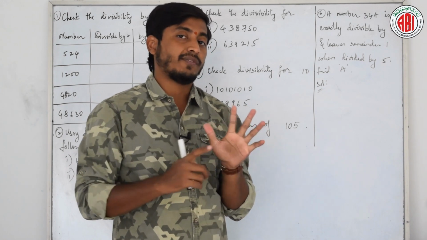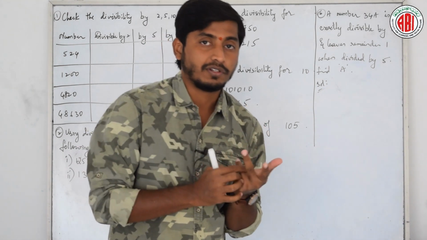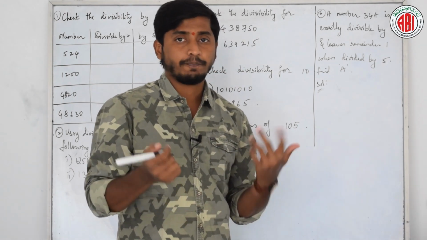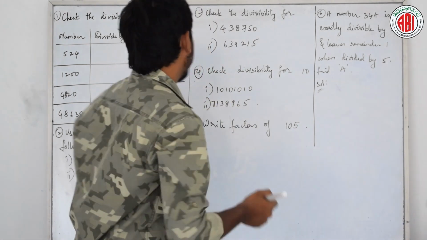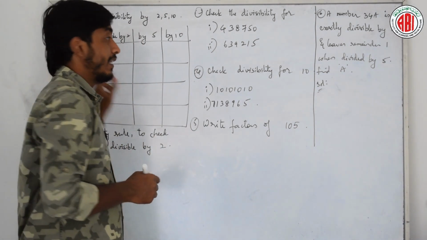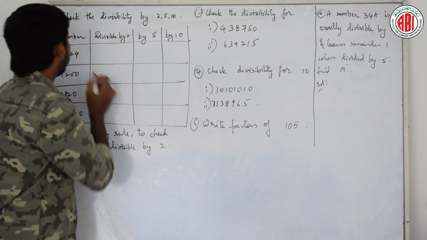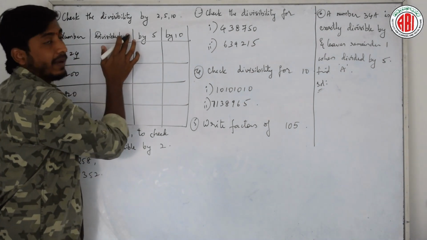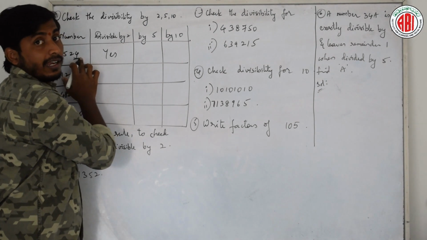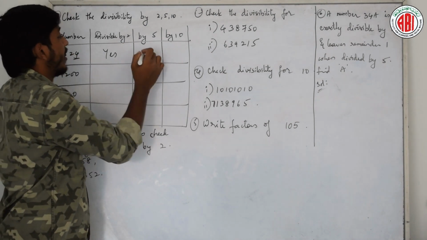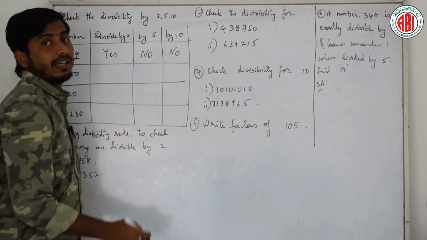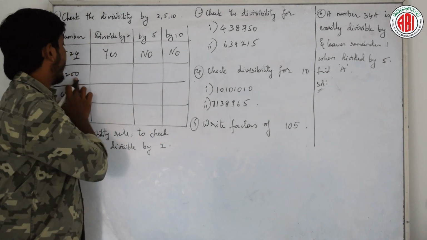If it is 5, the ones digit must be 5 or 0. If it is 10, the ones digit must obviously be 0. See here, 524. The ones place is 4. Is it divisible by 2? Yes. By 5? No, there is no 5 or 0. Obviously, no. Clear? Fine.